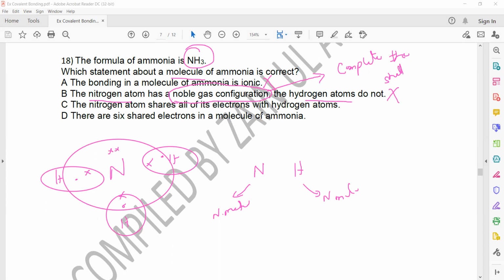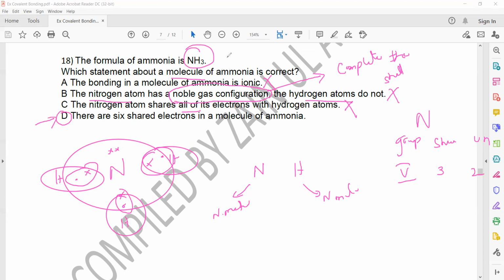What about statement C? Nitrogen atom shares all of its electrons. That's wrong because nitrogen belongs to group 5. So an element belonging to group 5 will share 3 electrons and the unshared will be 2. So that's why C is also wrong. There are 6 shared electrons in the molecule. That's true. 1, 2, 3, 4 and 5, 6. That's why D is the right answer.